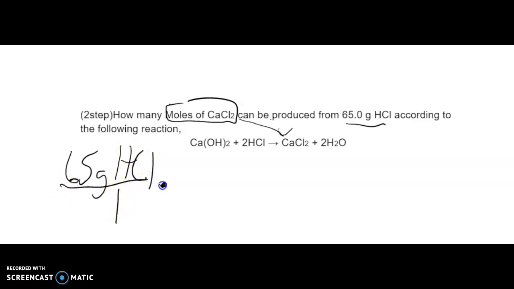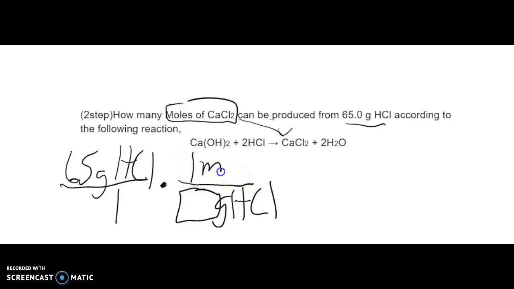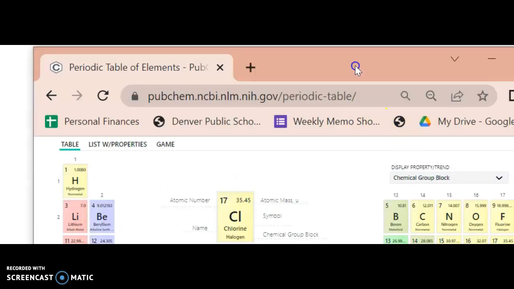put it over 1. Okay, if I've got grams of HCl on this side, I've got grams of HCl on the bottom of the other side. I'm going to have to fill in this box. I'll get that from my periodic table. Always have to go through moles. So first of all, how many grams are in HCl? I'm going to need my periodic table real quick.